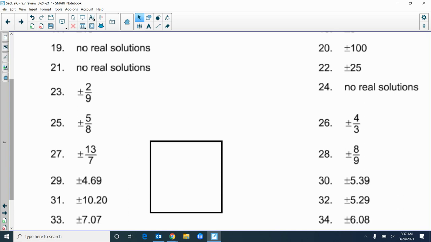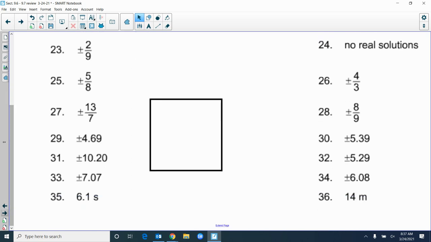All right, so for 36, some of you were a little confused. Let's take a look at that one. The area of a square is 196 meters squared. Find the dimensions. They just show you a square there. We don't know what the lengths are. We know the area.